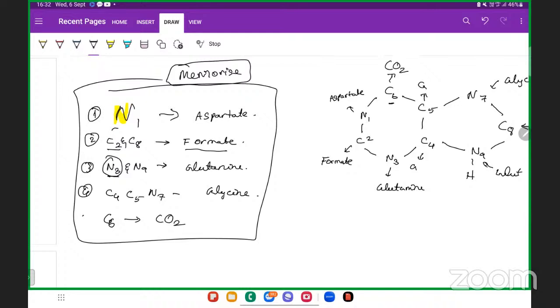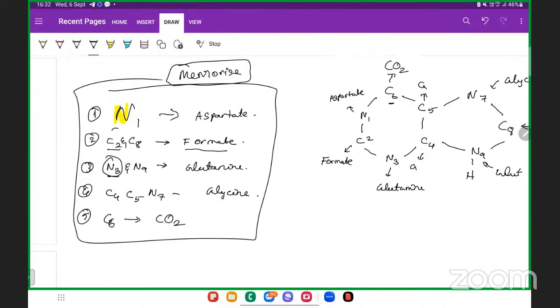What are the 5 things which you are going to memorize? N1 aspartate. Then you have C2 and C8 formate, so I can remember C2, C8 formate. Then you have N3 and N9. Whenever it is N, it will be amino acids. Aspartate is an amino acid, so that is N1. You are going to have your glutamine. Glutamine is an amino acid, so you're going to have your N3 and N9. Then you have your glycine, formate, and carbon dioxide. You need C. Okay. So for formate it is C2 and C8.